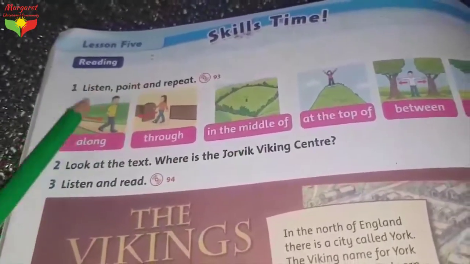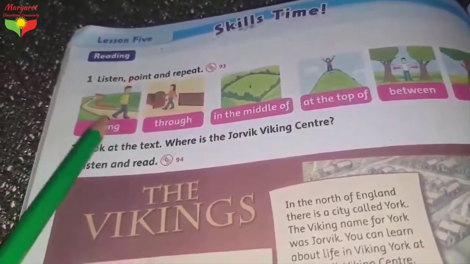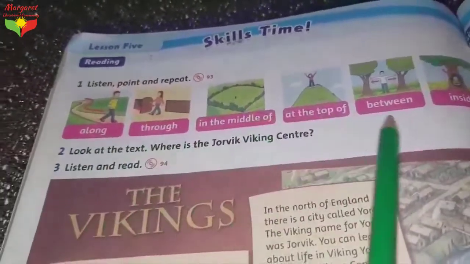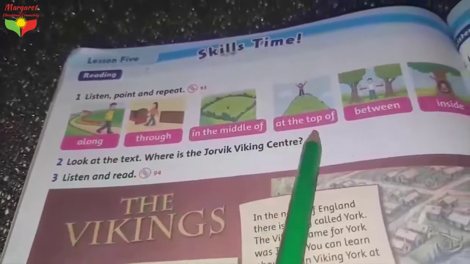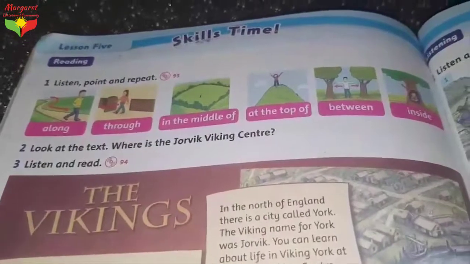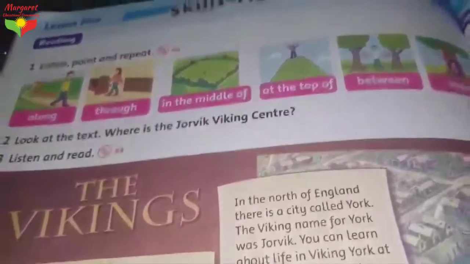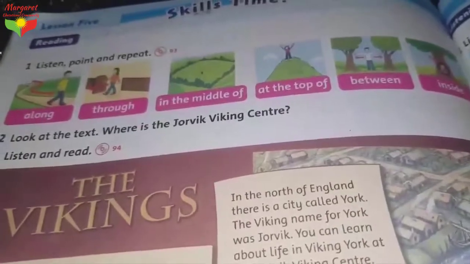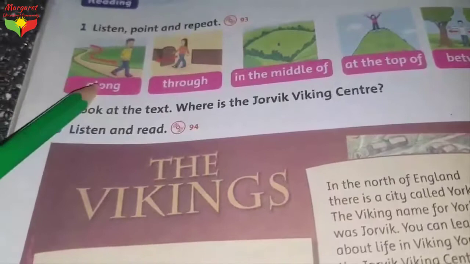First skill that we have is reading skill. Okay, and as usual, we will learn some new words, some new vocabularies, and actually they are not verbs, they are not nouns, they are prepositions, okay? Prepositions of place, and let us start to learn all of them. Number 1, or the first one, we have along.